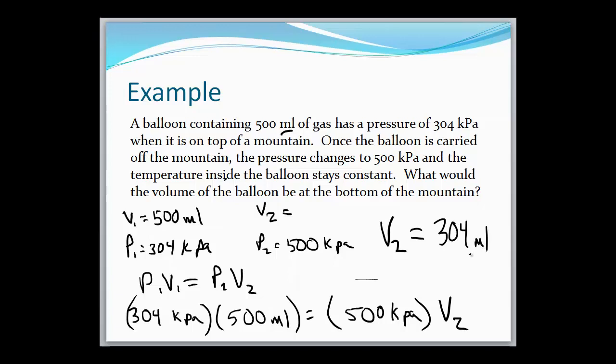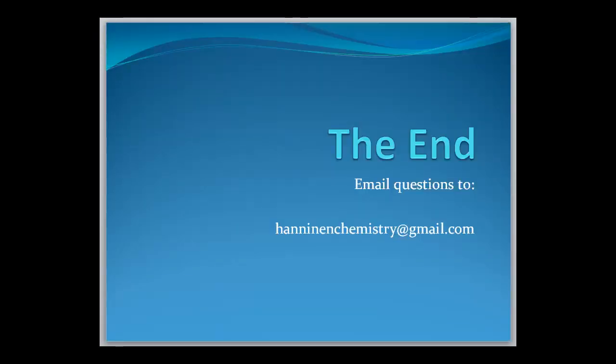304 milliliters. Now, don't get confused here. You might be thinking, well, hold on, it didn't change. Your initial pressure was 304 kilopascals, but your final volume is 304 milliliters. Honestly, that's just a coincidence that 304, 500, 500, 304. That's just the way the ratio works out. Okay, that ends this vodcast with Boyle's law.